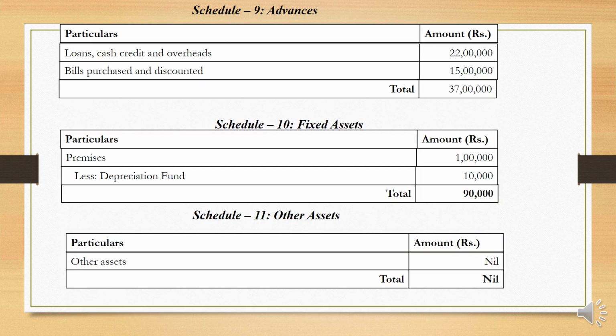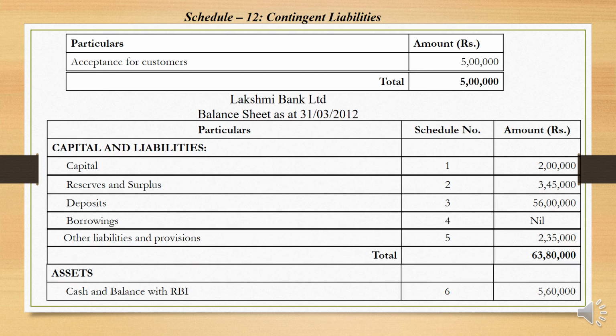Now we'll move on to schedule number 9, loans, cash credit and overdraft total 22 lakh. Then bills purchased and discounted 15 lakh. So here total it is 37 lakh. Then premises, as I mentioned earlier, 1 lakh is the gross amount minus depreciation fund 10,000. So total is 90,000. Then other assets, here we have nil. Therefore we'll move on to the 12th schedule, contingent liability, acceptance for customers. I have already mentioned over there 5 lakh.